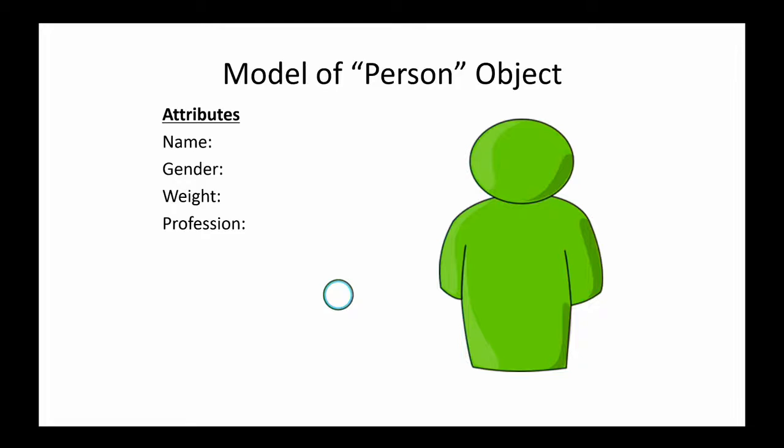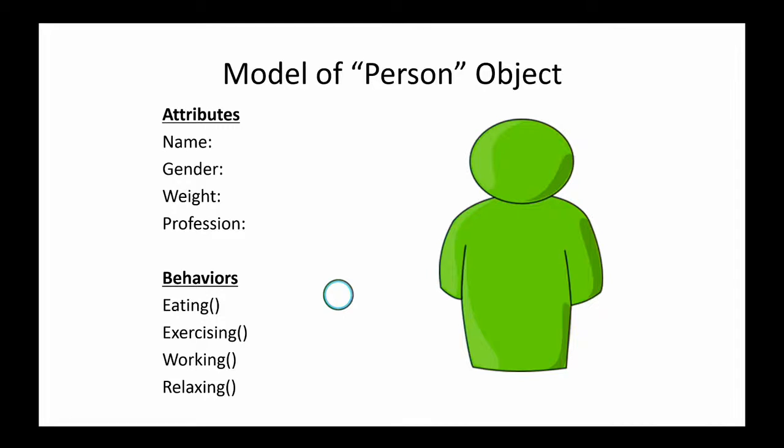Now that will go into the class. Once we create the class, we can then create different people or different objects, and each object will have its own unique name, own gender, own weight, and own profession. Now we are just creating the blueprint or the template for creating the objects. So those were the attributes of the person object.